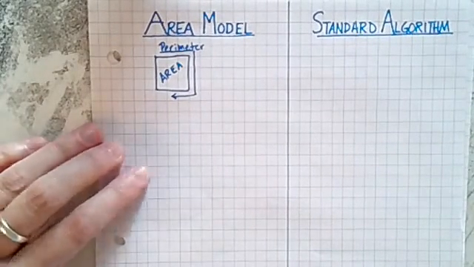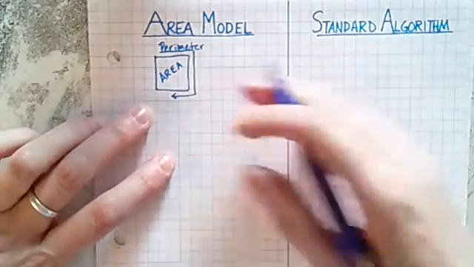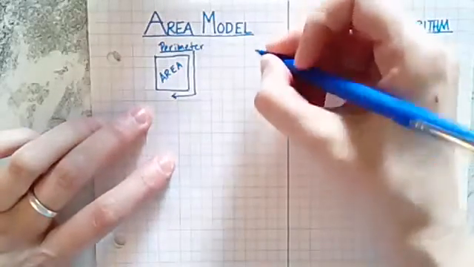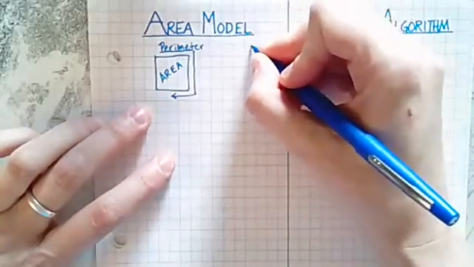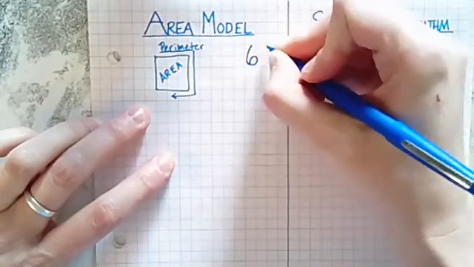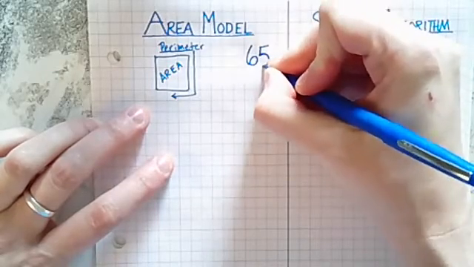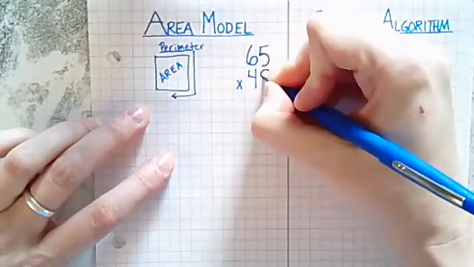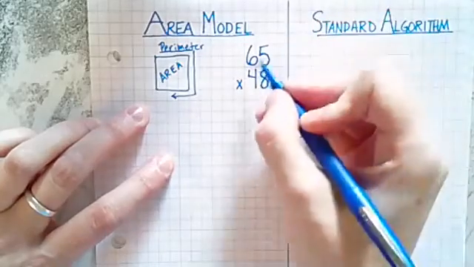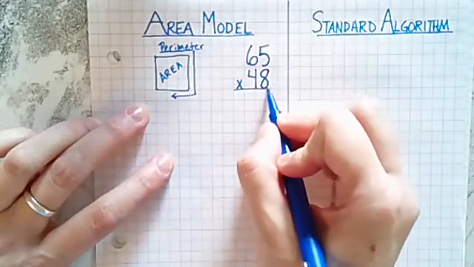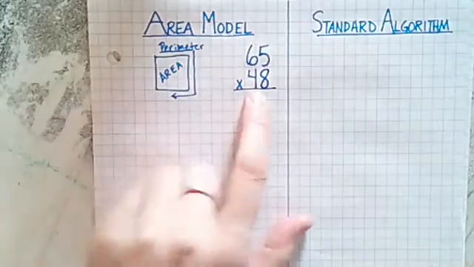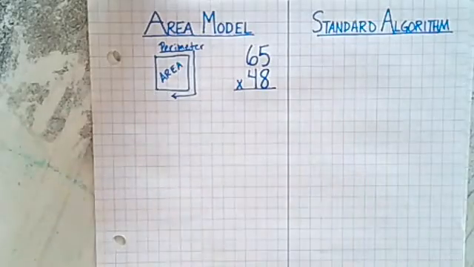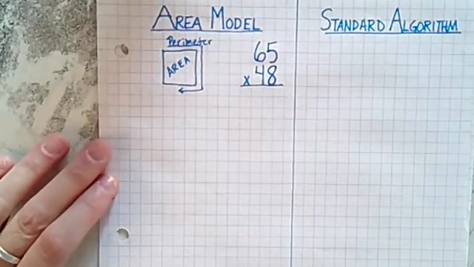So the equation that we are going to look at for this lesson is 65, and we're going to multiply that by 48, okay? Nice big numbers. We've got 6, 5s are good. We've got this 8, okay? And I'm writing it here in the middle so that it's easier for when I go to standard algorithm.